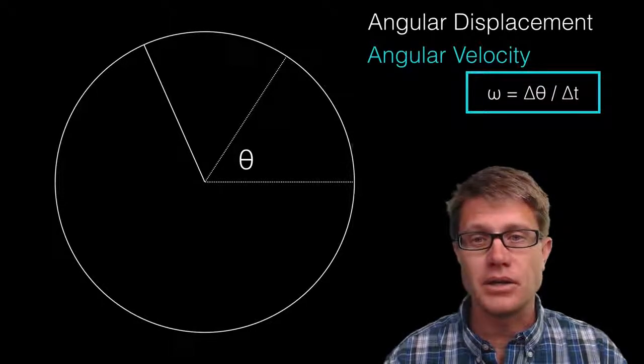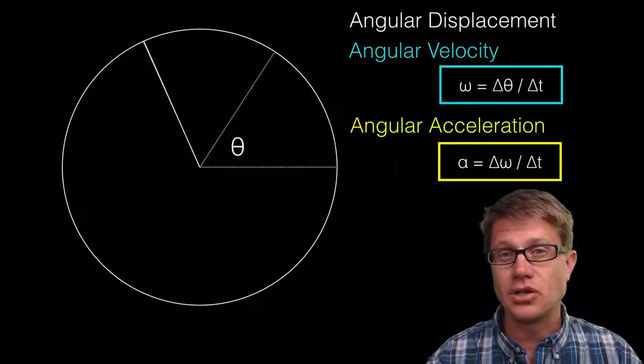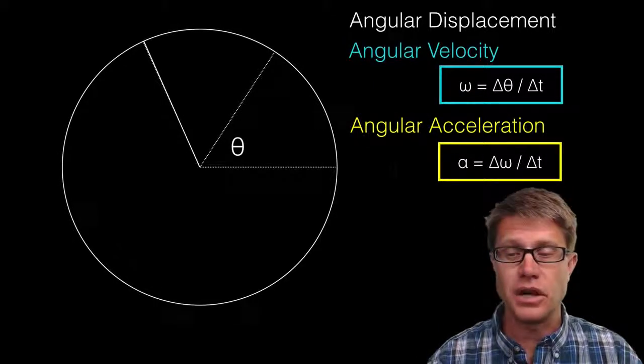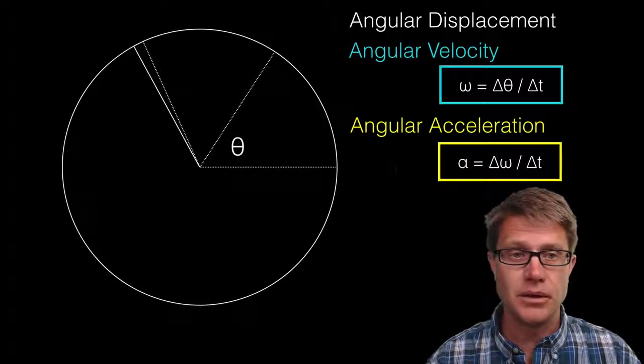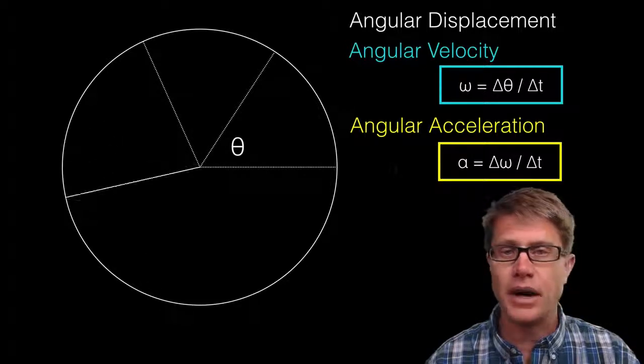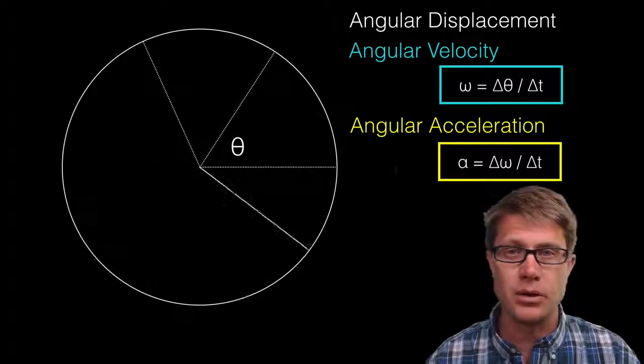Now let's do angular acceleration. So what is that? It's the change in angular velocity over time, or the change in omega over time. So let me start the spinning. At the beginning, it has an angular velocity of 0. But after 5 seconds, let's say it's going at 1 radian per second.